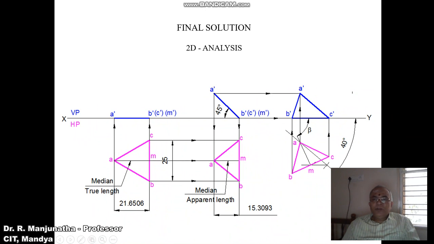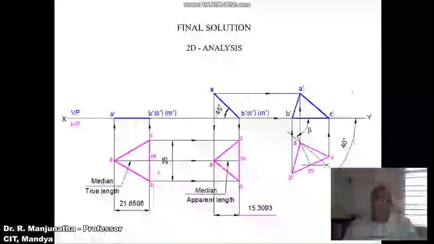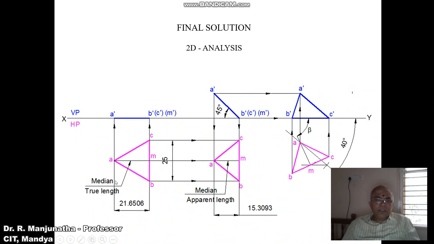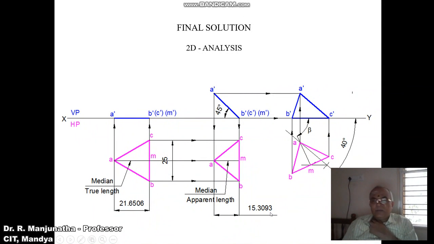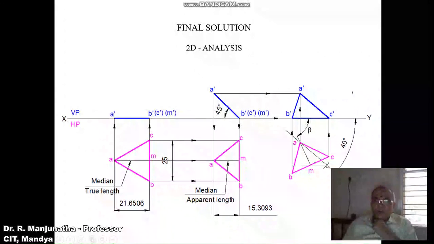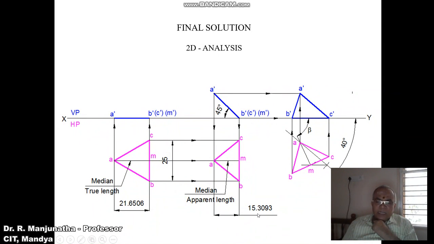This is how you write the solution and show the dimensions, which are beta inclination, and here it is 40 degrees, here it is 45, and this is 25. These dimensions I have shown here, which are 21.6506 and 15.3093, are all the dimensions to be used for the construction of the third position top view, but they are only shown for reference.